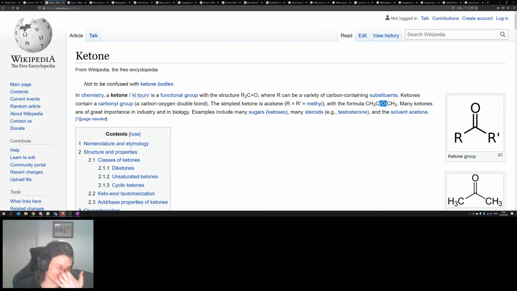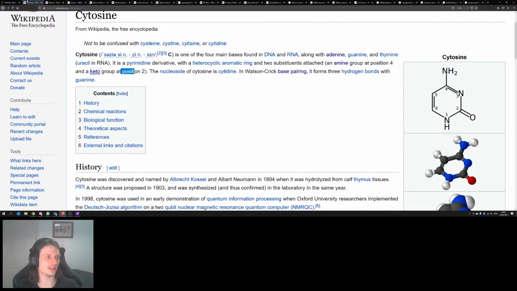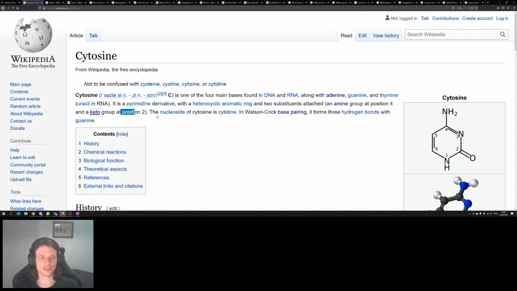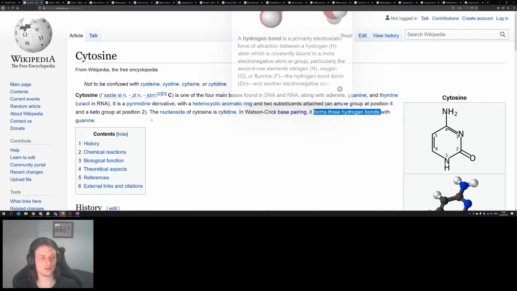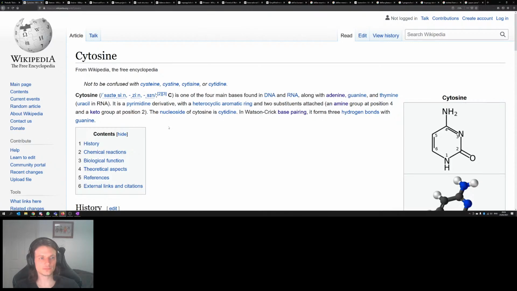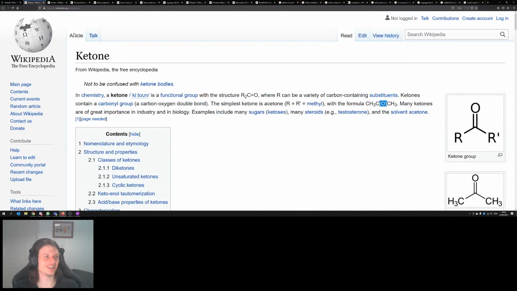Many ketones are of great importance in industry and in biology. Examples include many sugars, ketosis, many steroids, testosterone, and the solvent acetone. Cool. Right. The nucleoside of cytosine is cytidine. In Watson-Crick base pairing, it forms 3 hydrogen bonds with guanine. I didn't get a lot from that. Oh well, let's come back to that.